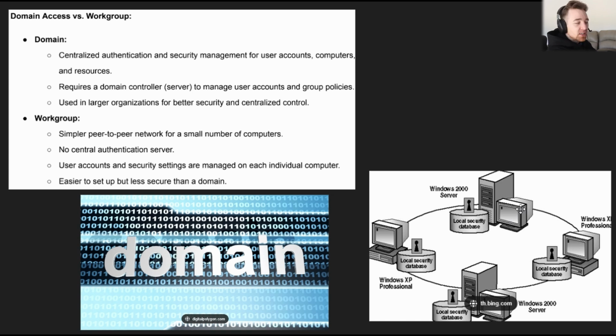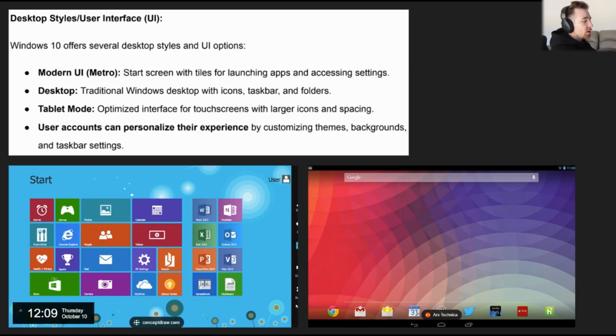With configuring a device individually, each time you're configuring, there's room for error. But if you're doing it over a network, you can make sure every device has the exact same settings. It's a lot easier to do, a lot more secure. So hopefully that made sense for you. We're going to move on to desktop style / user interface.